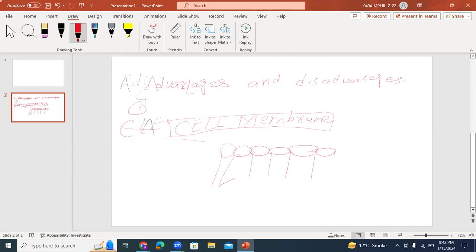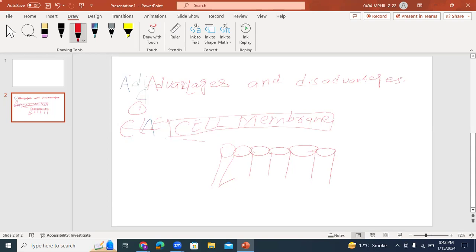So what is the specific character of this phospholipid? Why is this phospholipid part of the cell membrane? Sir, the head of the phospholipid layer is hydrophobic, and the tails are, I think, hydrophilic. Just try to recall it.